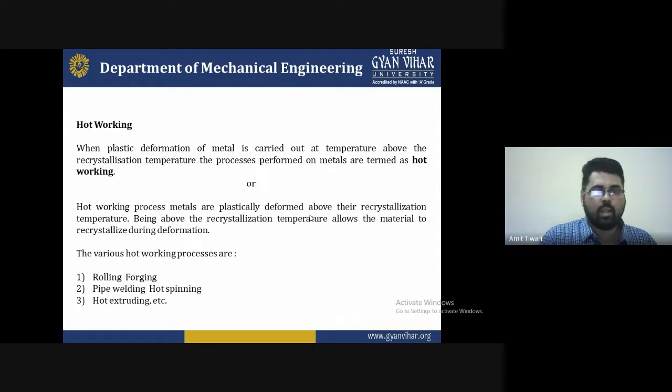These are the processes we are discussing under hot working, to understand its principle and how hot working is better than cold working. There are differences between the individual processes, which we will discuss later. First, the hot working processes are rolling and forging, second pipe welding and hot spinning, and another is hot extrusion.